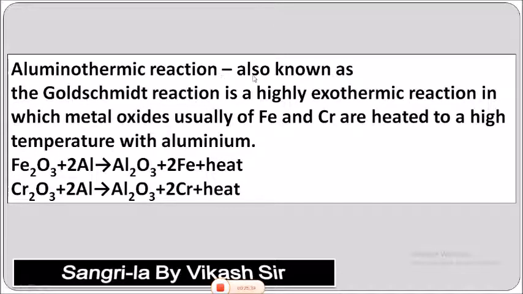Now, the aluminothermic reaction, also known as the Goldschmidt reaction, is a highly exothermic reaction in which metal oxides, usually of iron and chromium, are heated to a high temperature with aluminum. You can see the reaction: Fe2O3 plus aluminum gives Al2O3 plus iron plus heat. Now, Cr2O3 reacts with aluminum to give Al2O3 plus chromium.